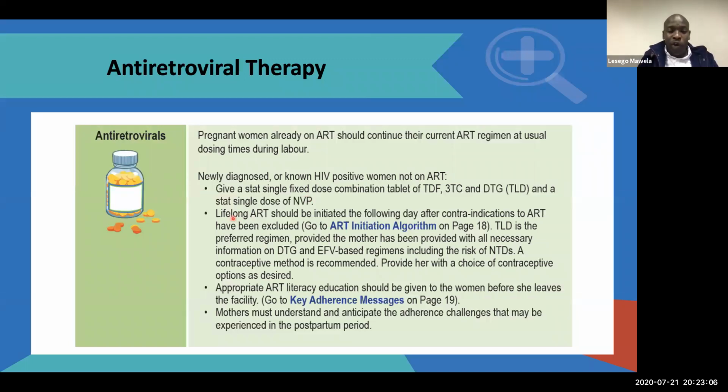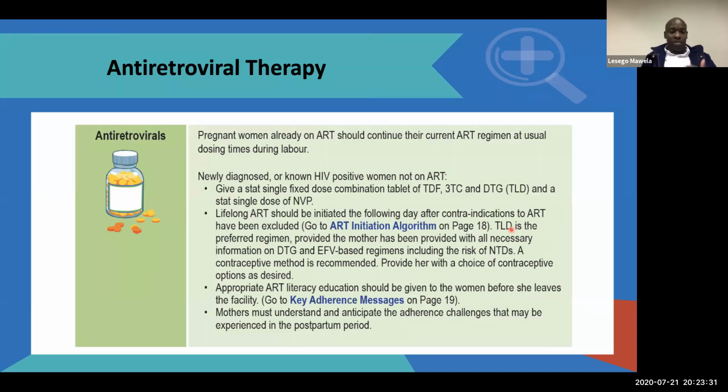And then the lifelong ART, whatever appropriate regimen for that mom, should then be started in the next 24 hours. So remember, once she has delivered and she's stable, we then start her on lifelong ART. And remember that the combination of tenofovir, lamivudine, and dolutegravir is our preferred regimen, right?